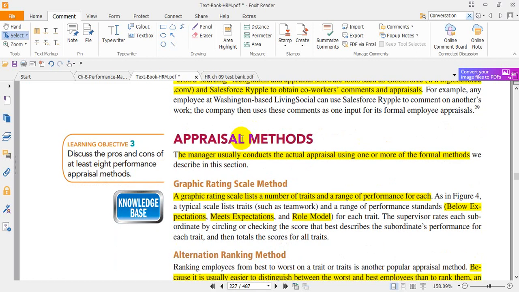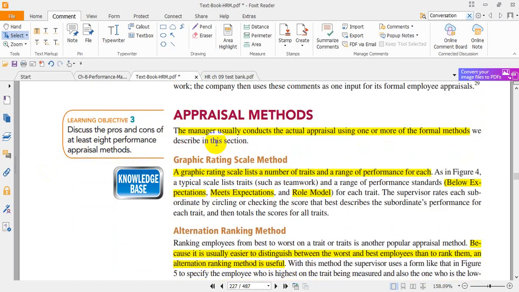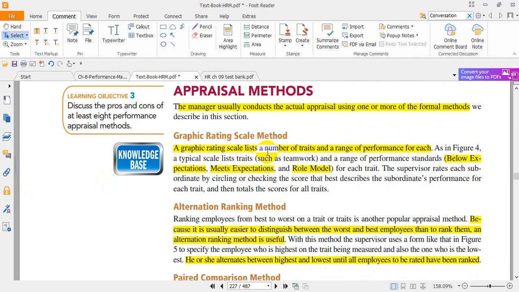Now let's go to learning objective number 3. Discuss the pros and cons of at least 8 performance appraisal methods. These are the methods of how to conduct the actual appraisal. There are several methods to conduct performance appraisal.